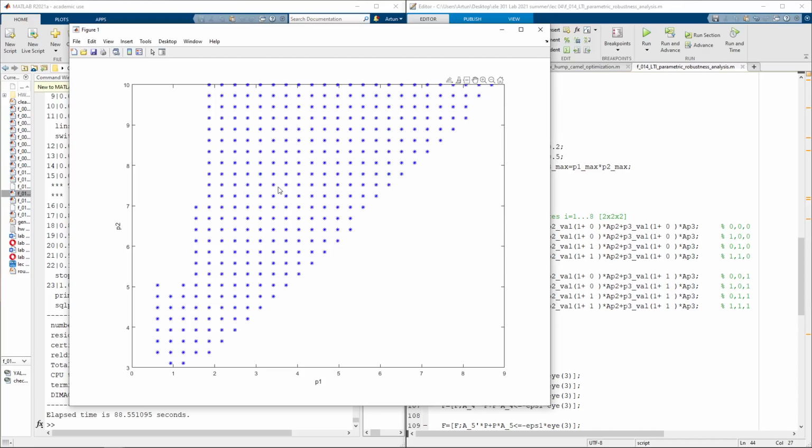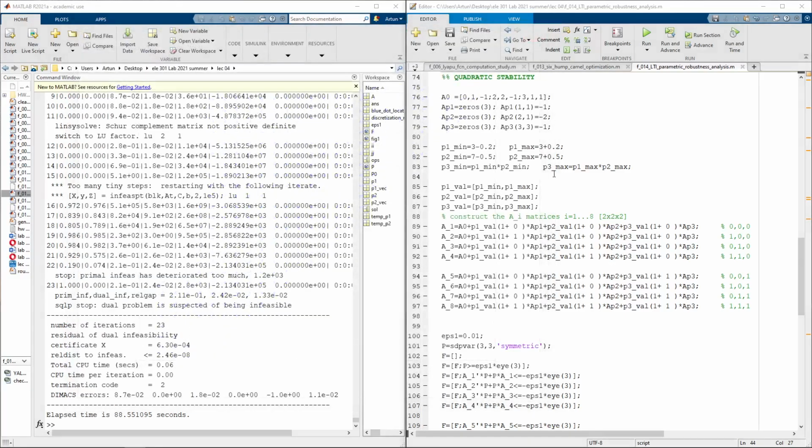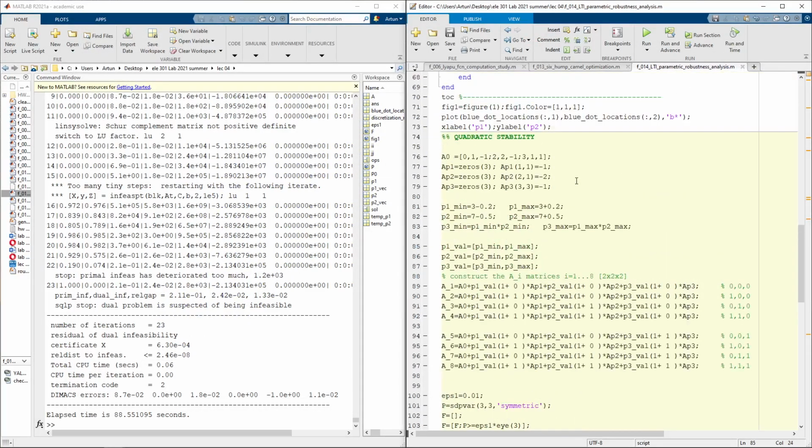And again, for the hypercube, for P1, 3 minus the deviation will be 0.2, and for P2 the deviation will be 0.5, so 7 plus minus 0.5. We will look at that rectangular region.